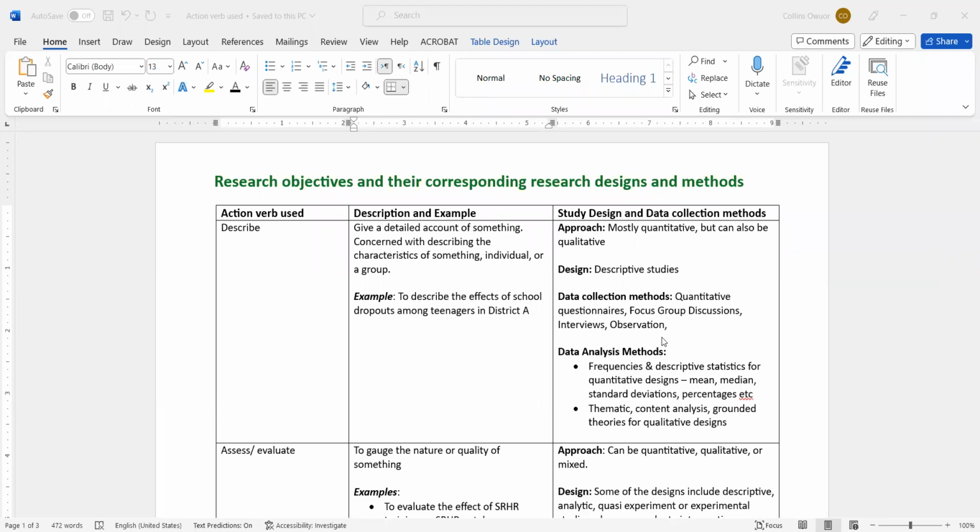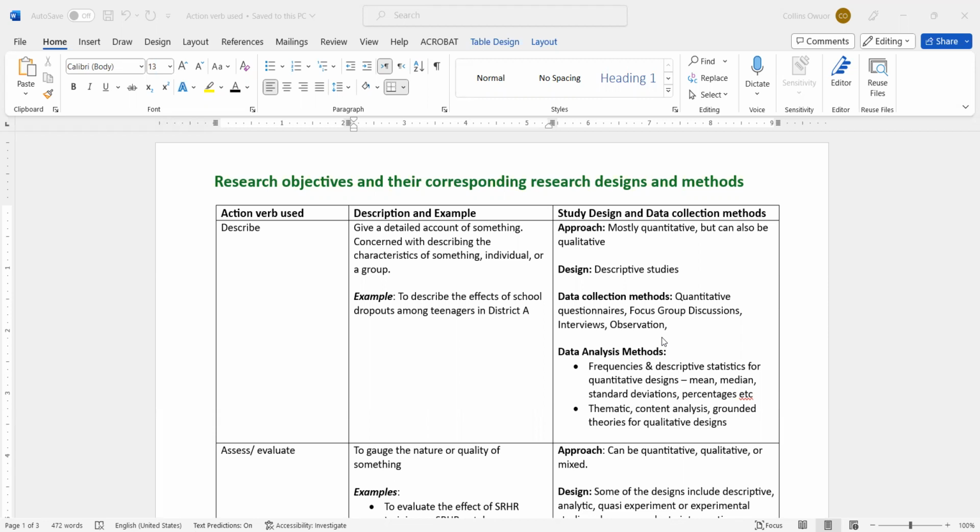So basically we have different action verbs that we can use to describe an objective. These action verbs can give us an idea on what designs or methods are appropriate to use. And not only the research objectives, but also we can get an idea of our research design from the research questions. So let's go to the first action verb that we use in our objectives.